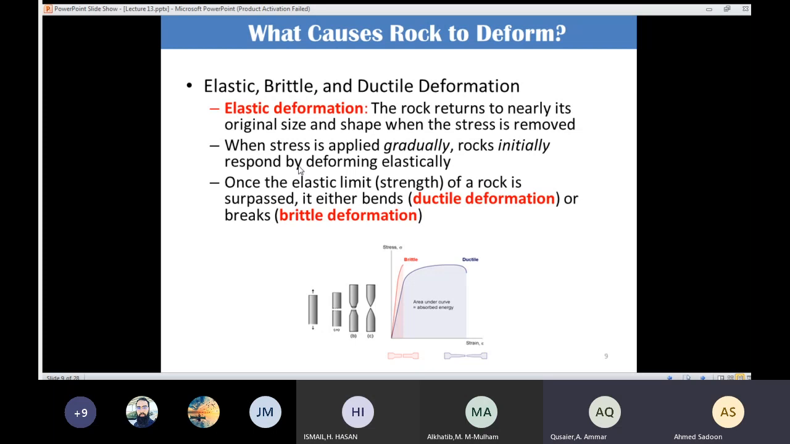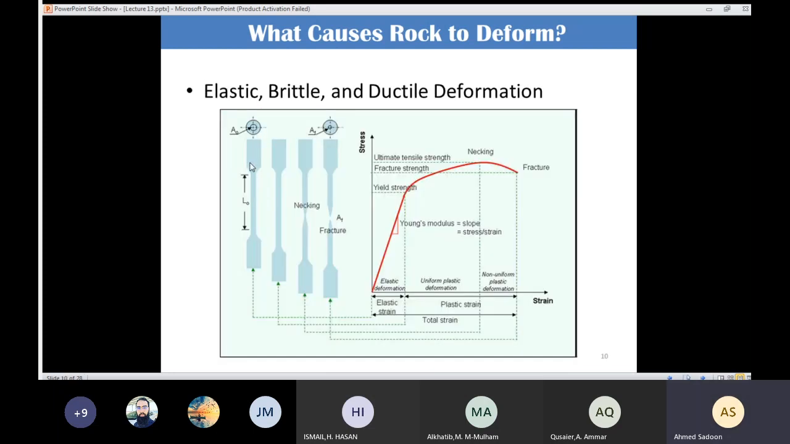So when stress is applied gradually, rocks initially respond by deforming elastically, which means that if I apply the force slowly, start with 1 Newton, 2 Newton, 3, 4, 5, we are going to have a gradual response by increasing in the length. If I increase the force, then I'm going to have a response by increasing the length. And if I remove the force or the stress at any point, and it gets back to its original length, that means we are still in the elastic region or the elastic deformation.